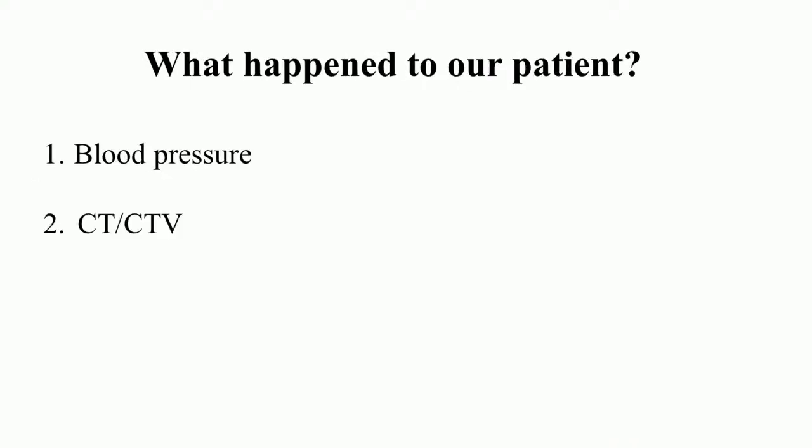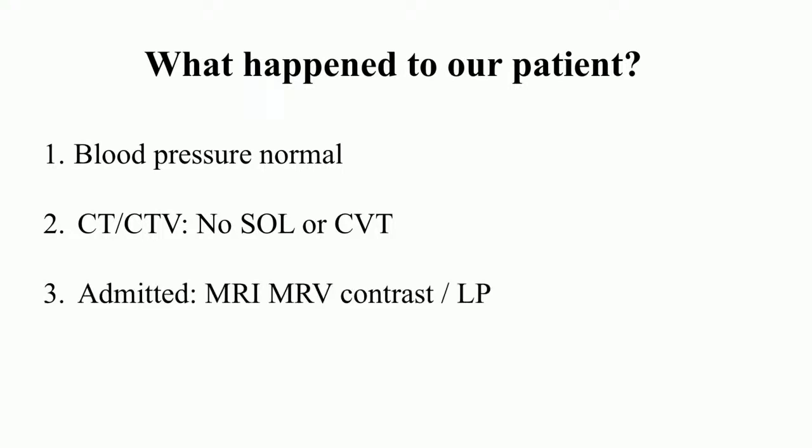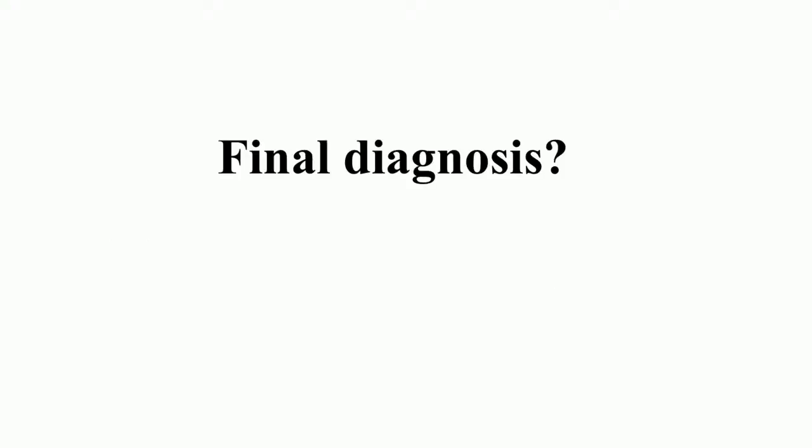We checked her blood pressure, we asked for a CT and a CTV, they were both normal, and because of her severe progressive vision loss, we admitted her and did an MRI-MRV with contrast, which showed only features of high intracranial pressure. An LP was done, and the opening pressure hit the roof with 55 centimeters of water, very, very high, and normal CSF composition.